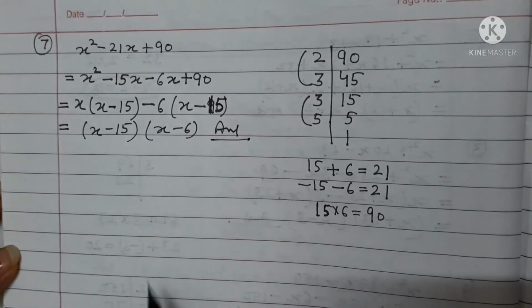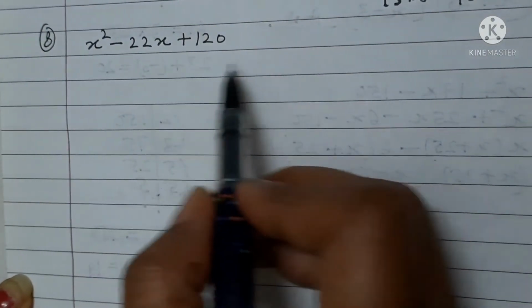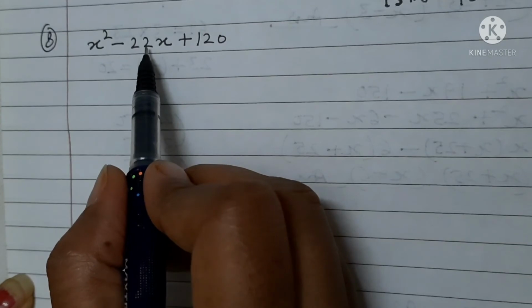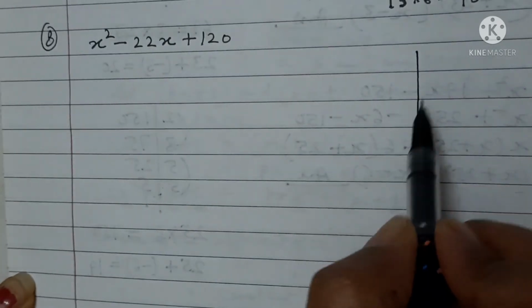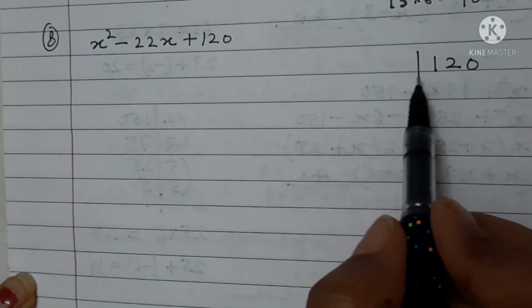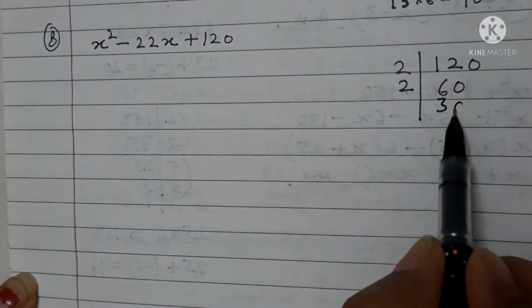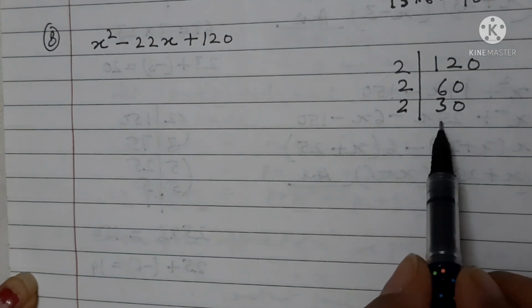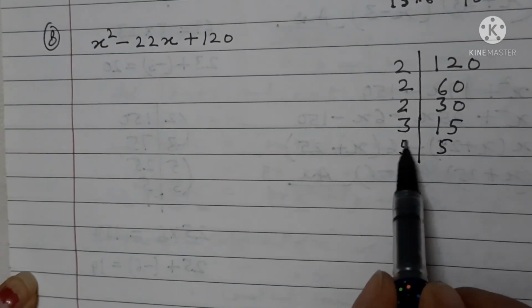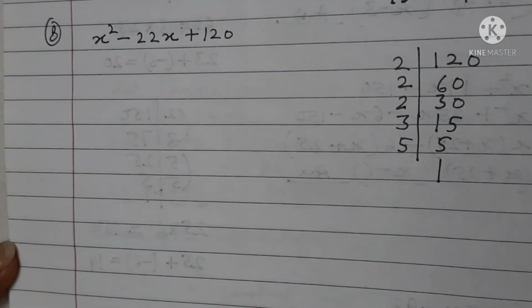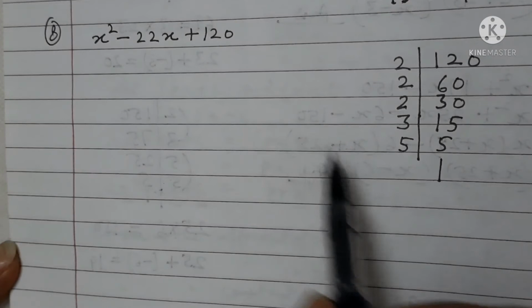Answer. x square minus 22x plus 120. So split the middle term so that you will get the sum of minus 22. First we find the factors. 2 6s are 12, 0, 2 3s are 6, 0, 2 1s are 2, 5 3s are 15, 5 1s are 5. Now get two factors so that the sum will be 22.